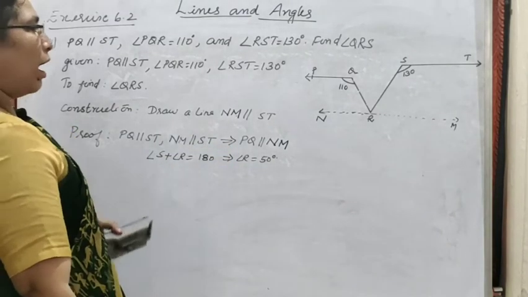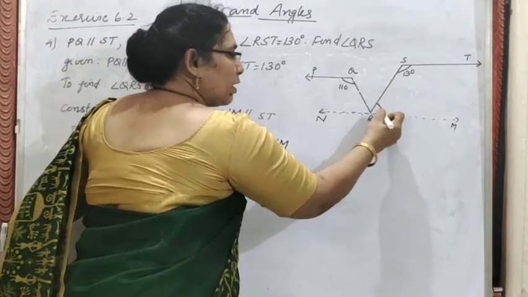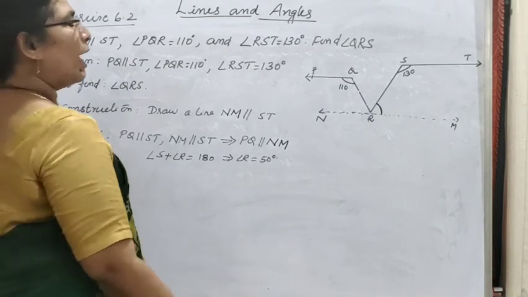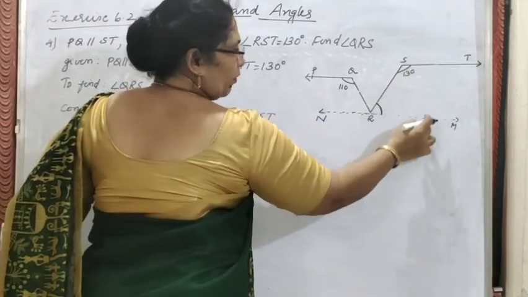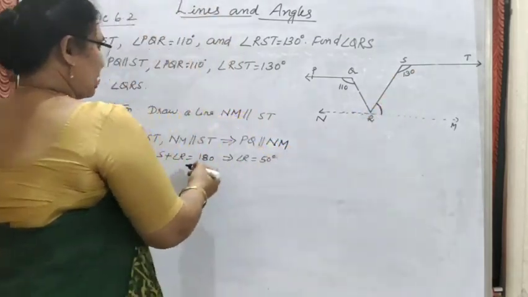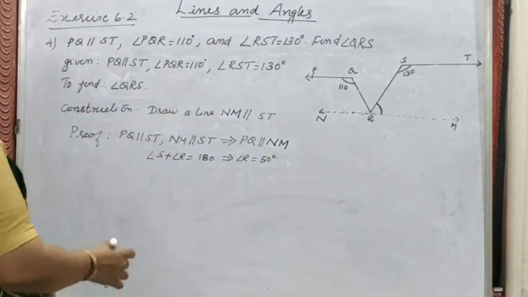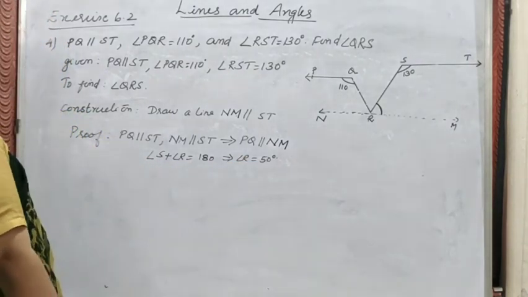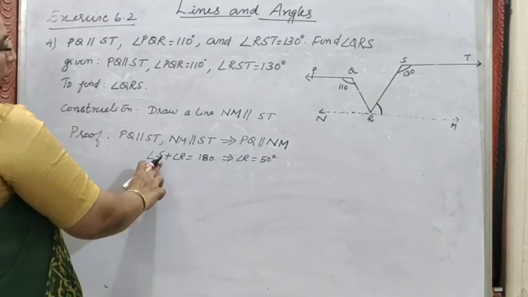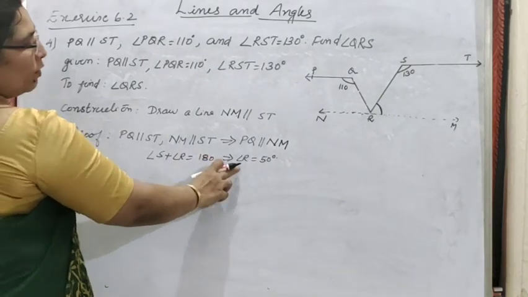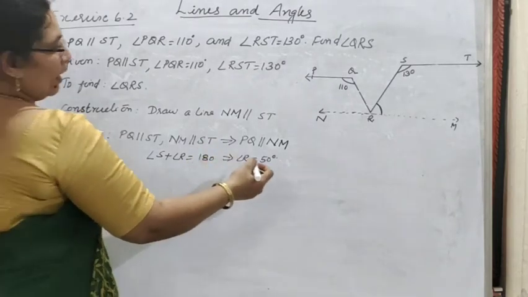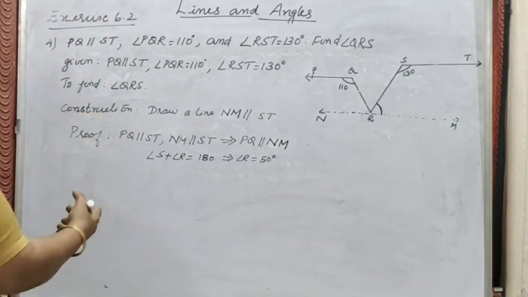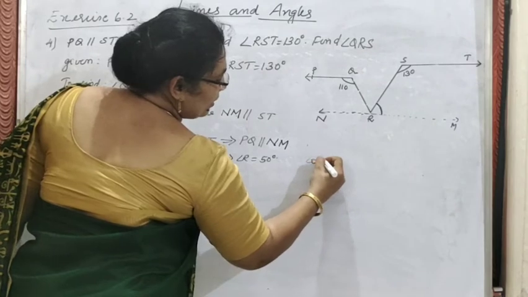Now S and R, if you consider, they are on the same side of the transversal, right? After the construction we can see that, because these two lines are parallel now, angle S and angle R are co-interior angles, a supplementary rule. So S plus R equal to 180, therefore R equal to 50 degrees we can get. Why 50 degrees? Because S is already 130, so R equal to 50 degrees. So here we can write the reasons: lines parallel to the same line are parallel to each other. Here we can write co-interior angles are supplementary.